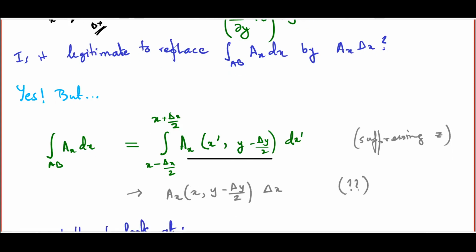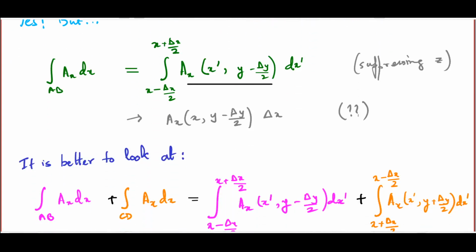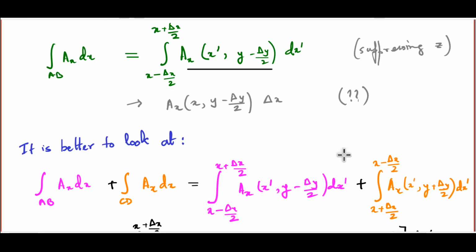For this careful look, it would be better perhaps to look at the sum of the contributions from the two parallel sides AB and CD. After all, these are the two terms which together gave rise to the minus del Ax by del y term in the curl. Now these two integrals are simply the following. The first one is simply AB, the same integral that we have seen here. The second term, the one in orange over CD, is very similar with one major difference. That is, y, the second argument, has been replaced by y plus delta y by 2.